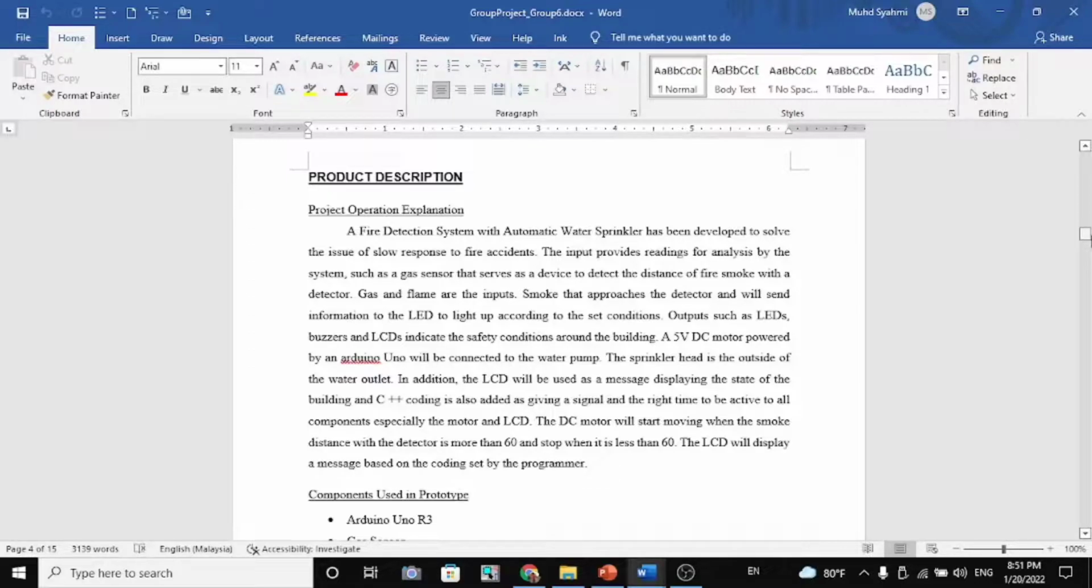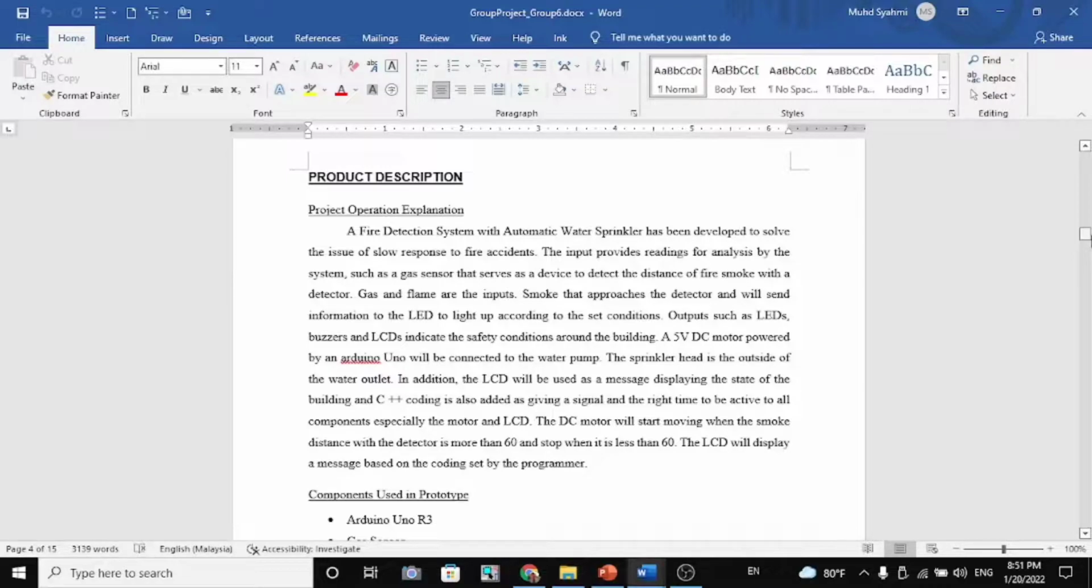Gas and flame are the inputs. Smoke that approaches the detector will send the information to the LED to light up according to the set condition. The outputs such as LEDs, buzzer and LCD indicate the safety condition around the building. A 5-volt DC motor powered by Arduino Uno will be connected to the water pump, and the sprinkler head is outside of the water outlet.